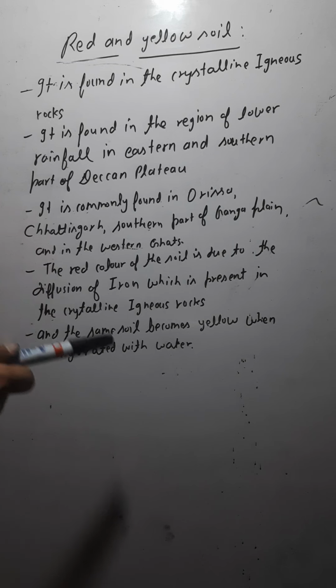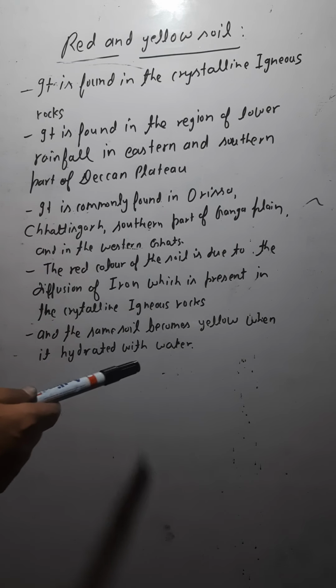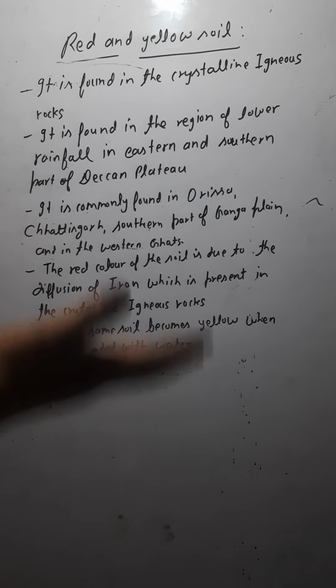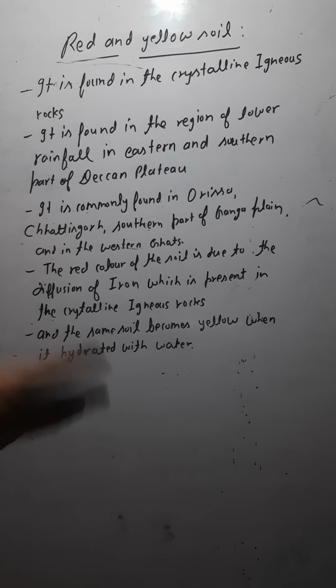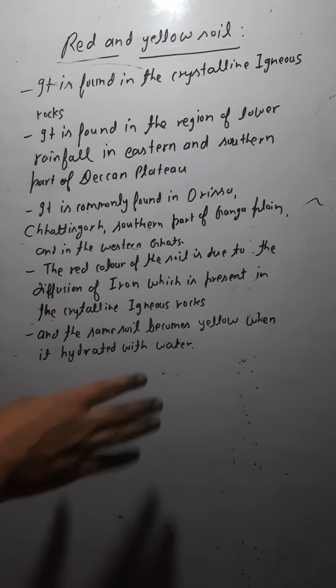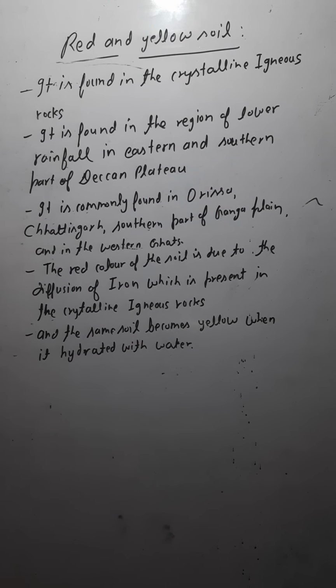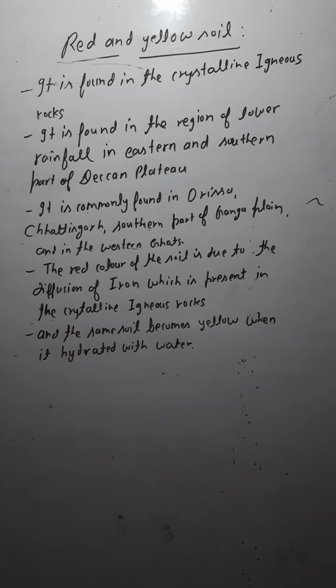The red color of the soil is due to the diffusion of the iron content, because iron is present in the igneous rock. When it diffuses, it gives rise to the red color of the soil, and the same soil becomes yellow when it comes in contact with water. It gets hydrated and the color of the soil becomes yellow at that time.